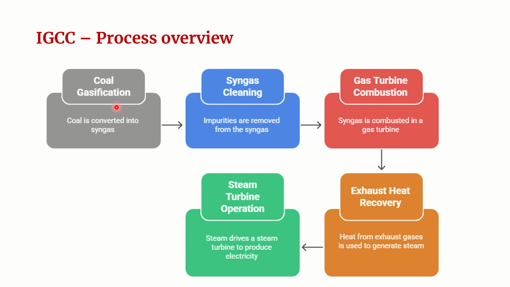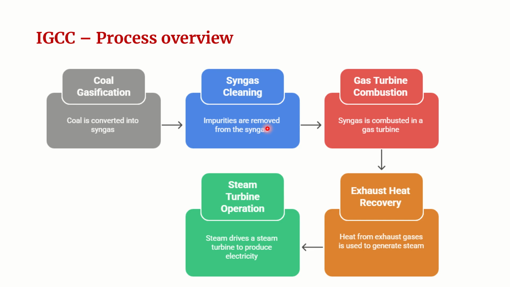Instead, it converts the solid coal into synthetic gas, primarily composed of carbon monoxide and hydrogen, along with other impurities like hydrogen sulfide, ammonia, and also particulate matter. So the reaction is coal with oxygen and water to produce carbon monoxide, hydrogen, carbon dioxide, and some impurities.